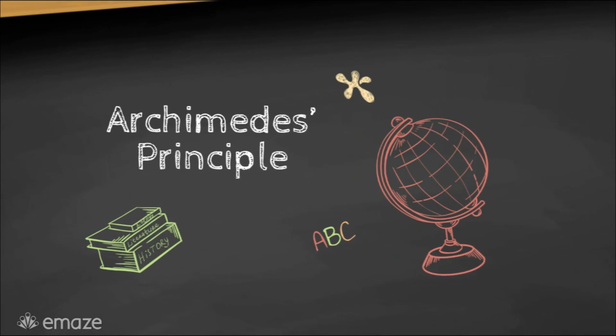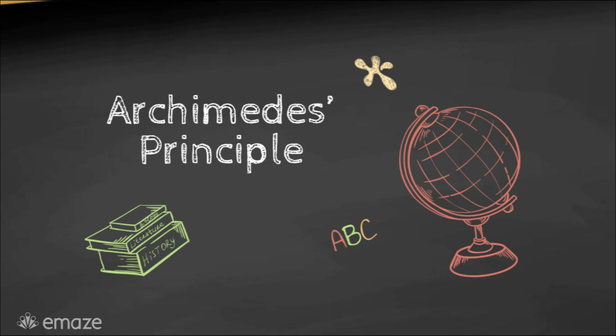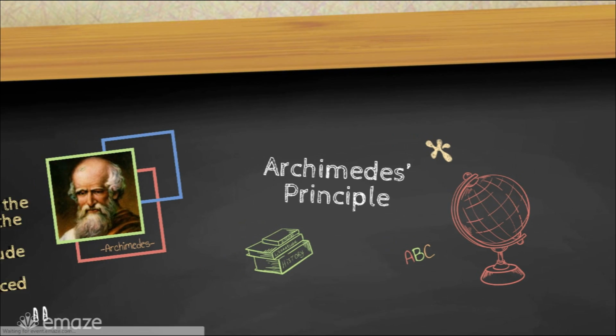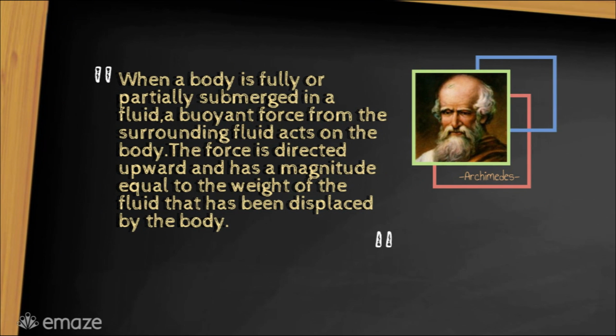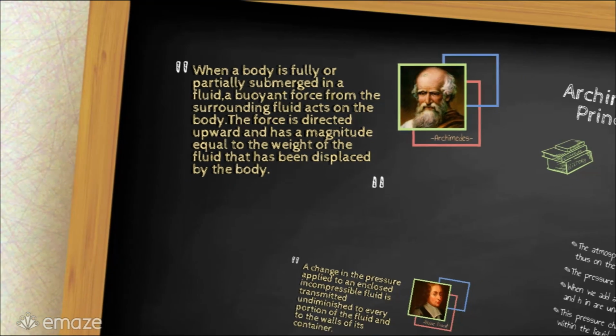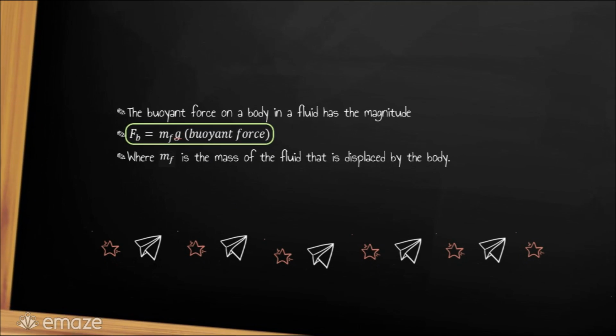After getting to know about Pascal's principle, we move on to Archimedes' principle that applies to hydrostatics. Archimedes' principle states that when a body is fully or partially submerged in a fluid, a buoyant force from the surrounding fluid acts on the body. The force is directed upward and has a magnitude equal to the weight of the fluid that has been displaced by the body. We can conclude that the buoyant force on the body is equal to the mass of the fluid that is displaced by the body times gravity.